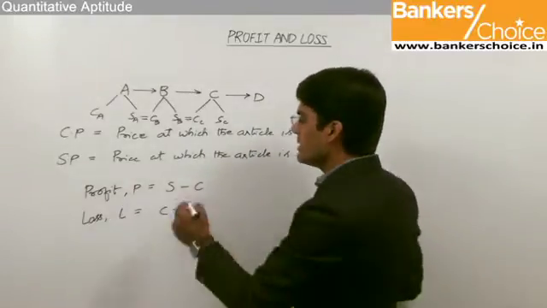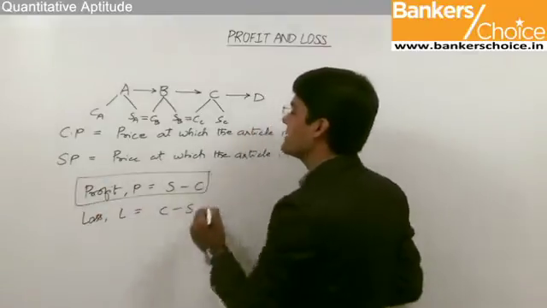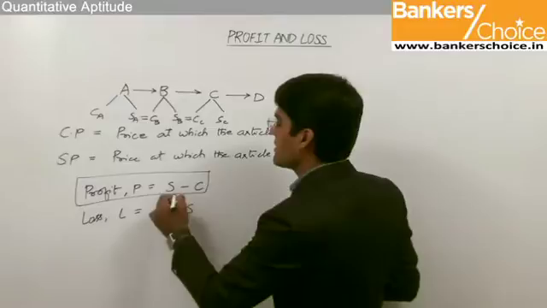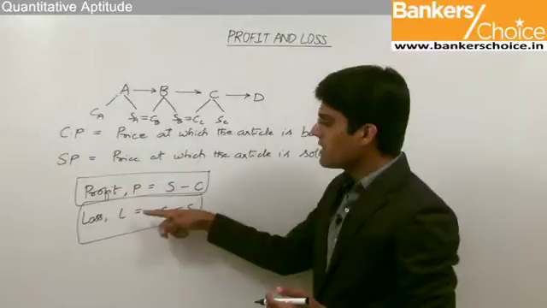So as you can see here, the profit P is taken as S minus C because selling price is more than cost price. And the loss L is taken as C minus S because cost price is more than the selling price. But in general, we can say that profit and loss is nothing but the difference between the cost price and the selling price.